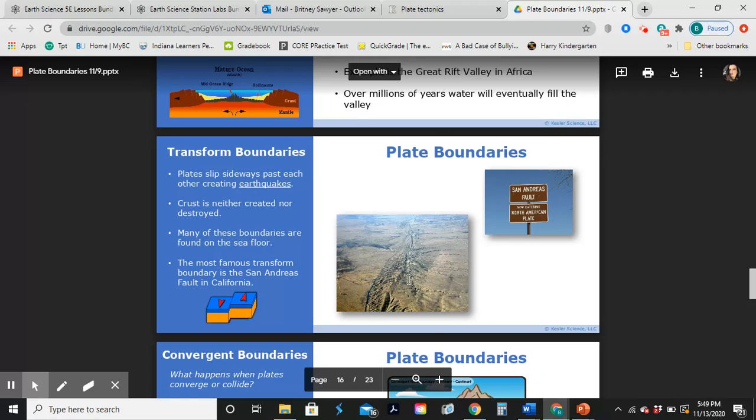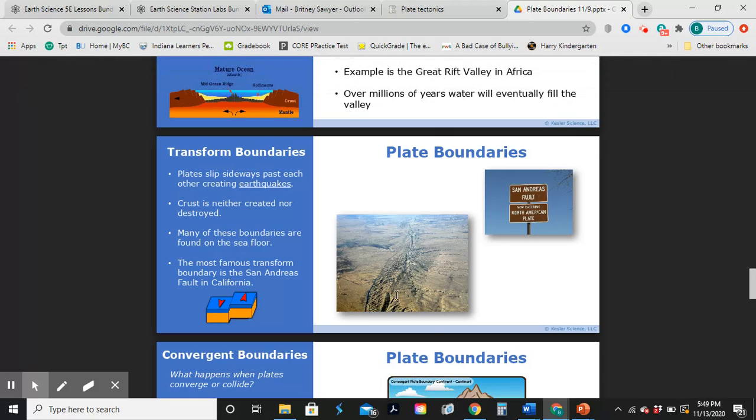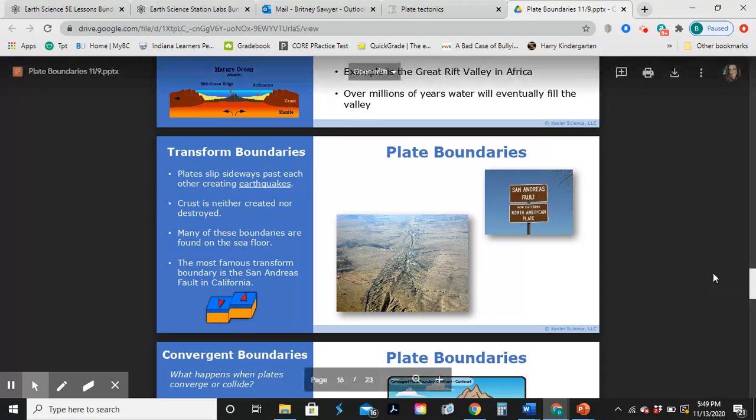Now, as you see right here, this is the picture of the San Andreas Fault. As you can see, nothing is made and nothing is gained, but yet the earth is all scarred up because of it. It's kind of similar to when you get surgery or you get a scar from an accident that stays with you for the rest of your life.